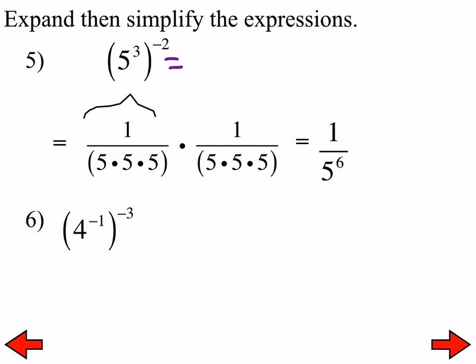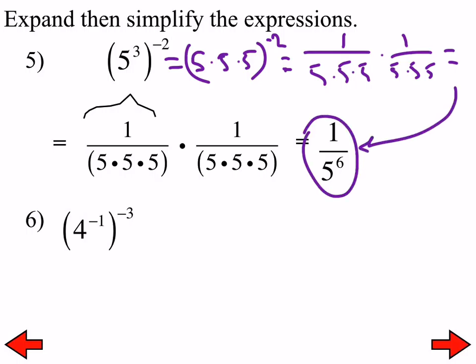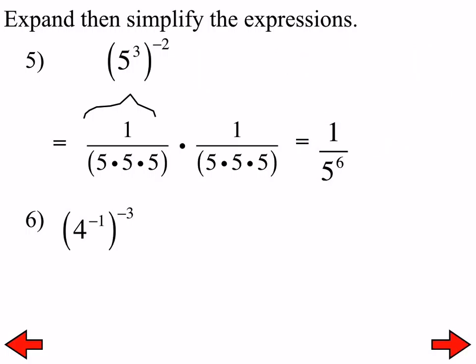So before that I said this. Leave the negative 2 there if you didn't use it yet. And then do this. Okay? Who got number 5 right? Good. Make sure the 6 is only on the bottom because that represents that there's 6 5s, not 1s.